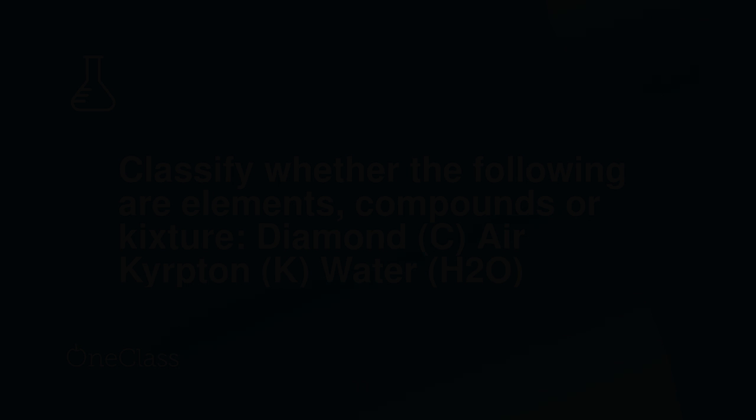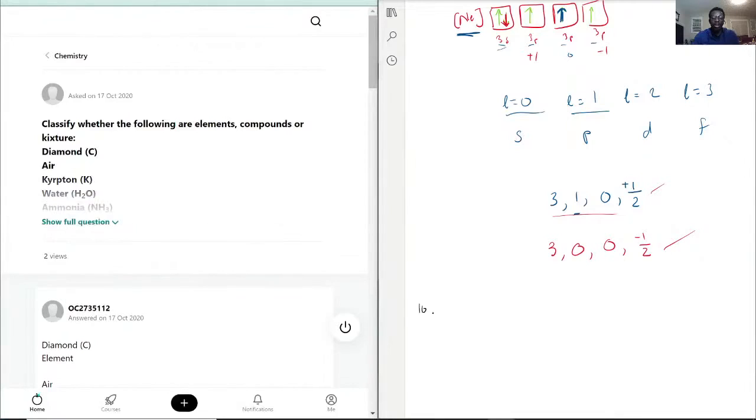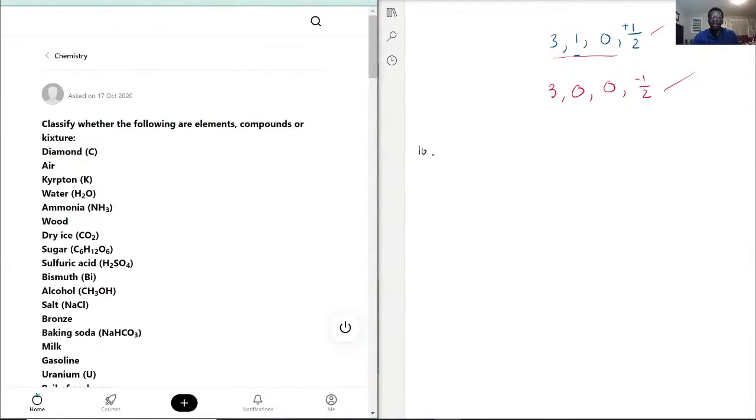We go about giving them the quantum numbers. Okay, so now question 10, we want to classify whether each of the following are elements, compounds, or a mixture. Okay, so this is relative. We're going to kind of blaze through this because at first glance most of these are relatively straightforward.